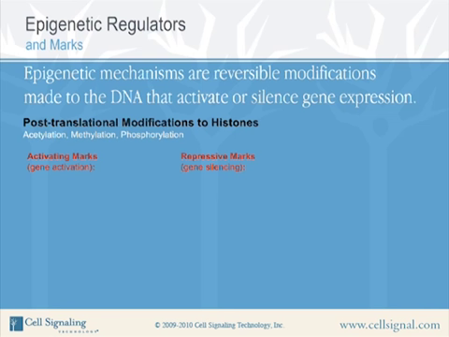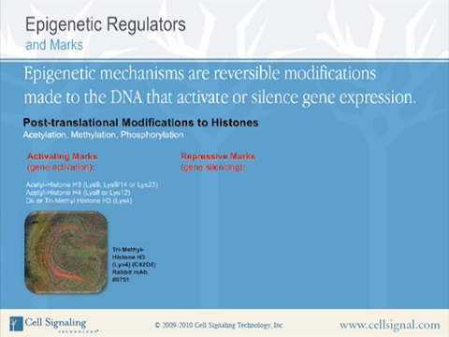Activating marks create a more open conformation to the chromatin and allow transcriptional activation to occur by providing transcription factors access to the DNA. Examples of activating marks include acetylhistone H3, lysine 9, lysine 9 and 14, or lysine 23, acetylhistone H4, lysine 8 or lysine 12, and di- or trimethylhistone H3, lysine 4.